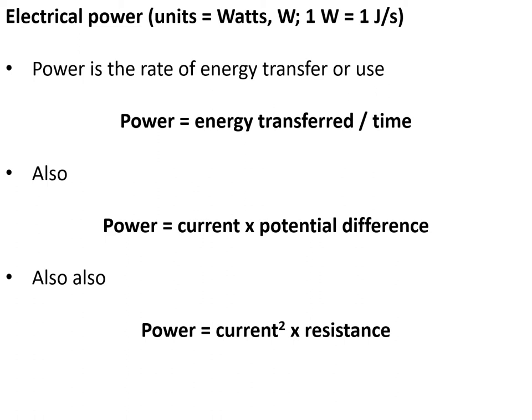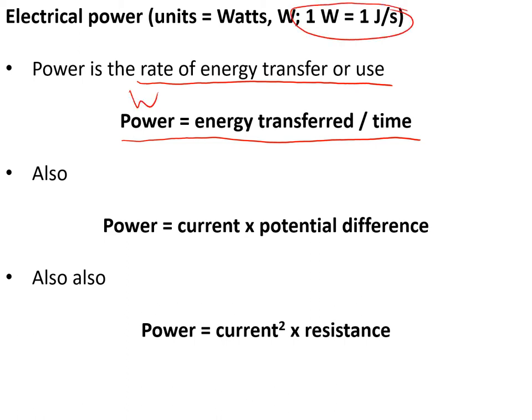Electrical power is the rate of energy transfer or use, and we have this very simple equation that we've met before in a different context, which is power equals energy transfer divided by time. Power is in watts, and if we look at here, we can see that a watt is 1 joule per second. So if you had a power of say 650 watts, that would mean that every second you transfer 650 joules of energy. We have the energy transferred, and then that is in joules, and time should be in seconds.